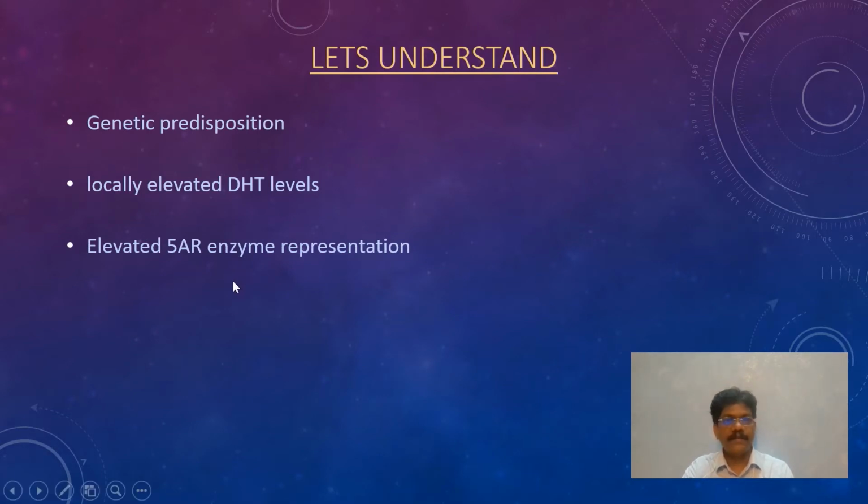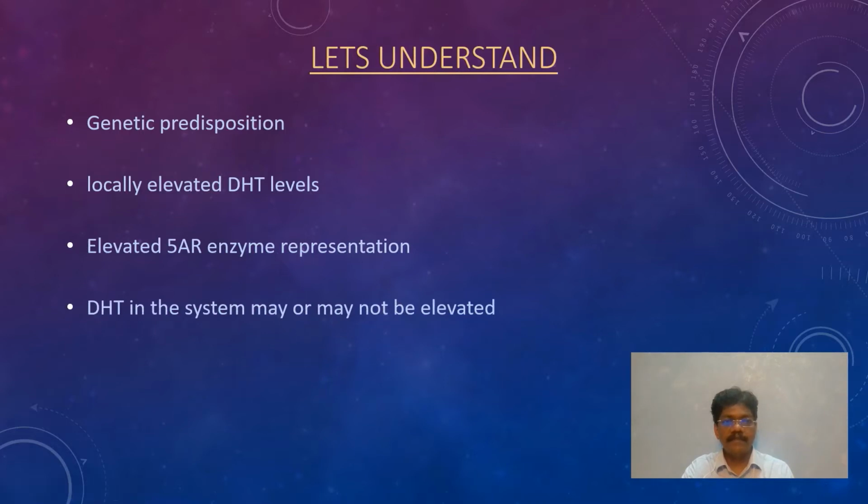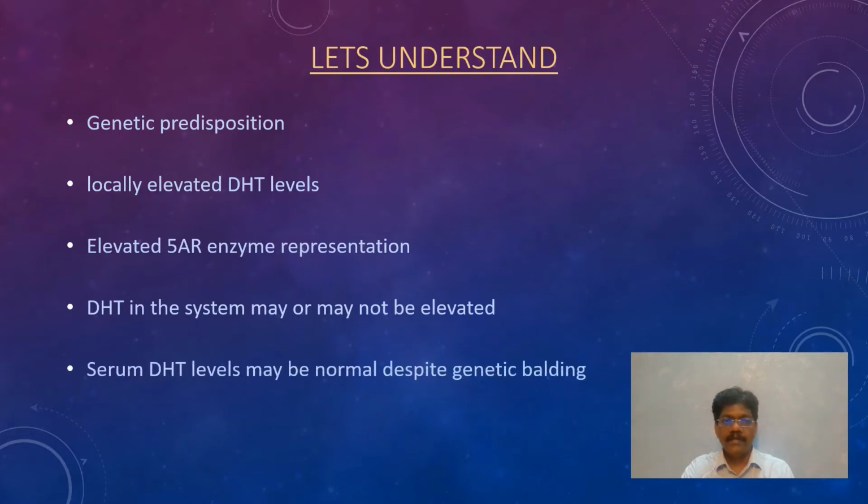Also, the 5-alpha reductase enzyme, which is responsible for conversion of testosterone to DHT, is increased. As I told you, DHT may be normal in the system or it may be elevated, but that is not what we are worried about. Locally elevated levels of DHT at the hair follicle are our concern. There is also increased receptor sensitivity in people genetically predisposed to balding.